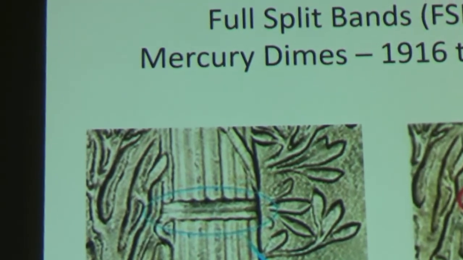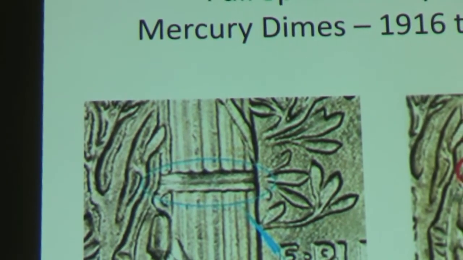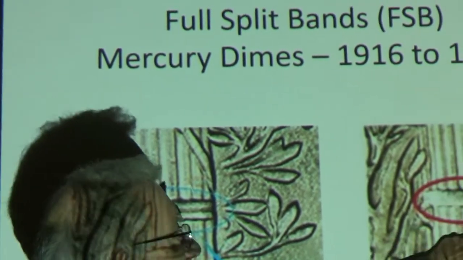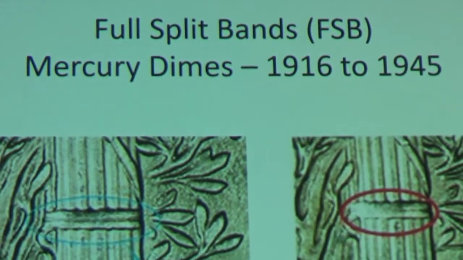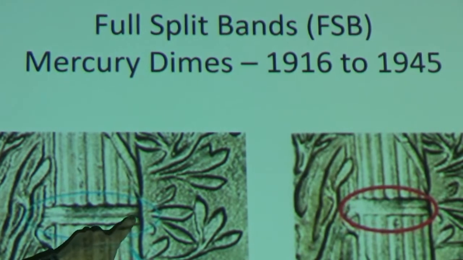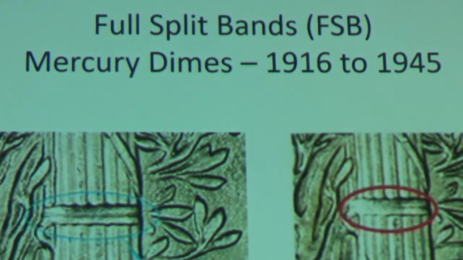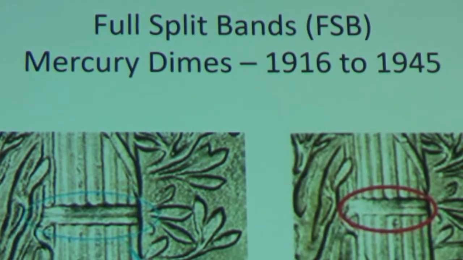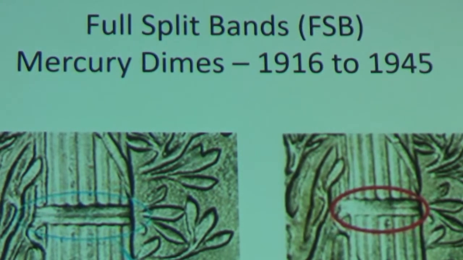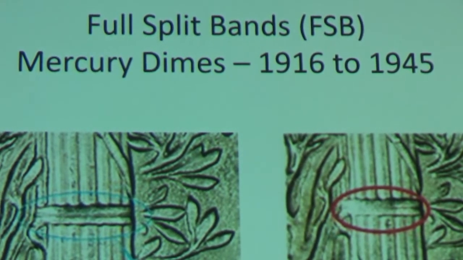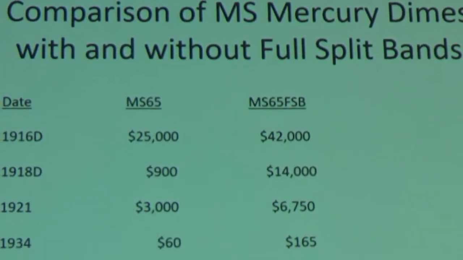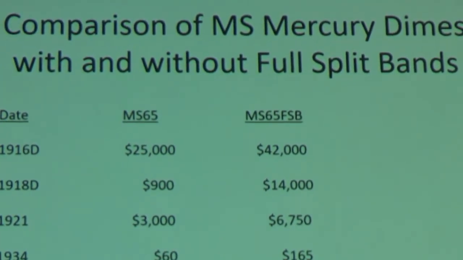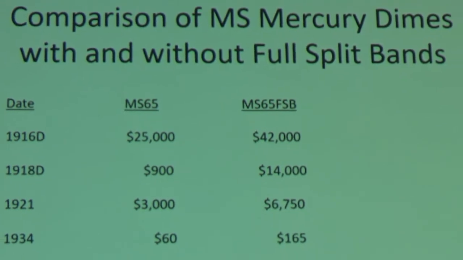So what you really want to look for is a full split band. Here you see in the middle how weak it is. You don't see the individual line going through the middle bar, where here it's more distinct. Now you say, well, what does that really mean? Price-wise, the next slide will show the difference in some prices between an MS-60, which is a beautiful coin, and one that has full split bands.